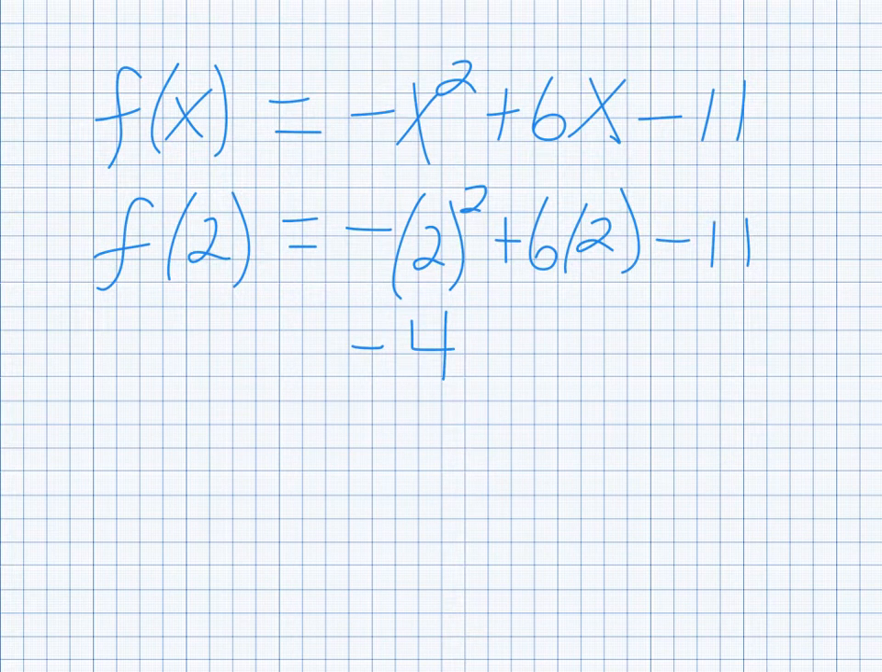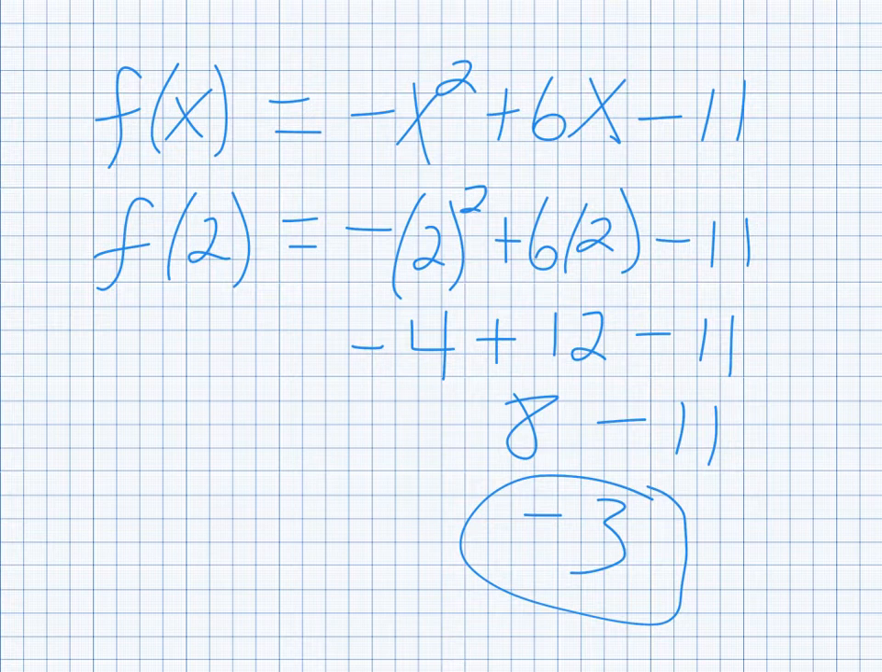Plus 6 times 2 is 12 minus 11. All right, so now we just do some arithmetic. Negative 4 plus 12 is 8. And 8 minus 11 is negative 3. So our answer here is negative 3. All right, simple enough, straightforward enough.